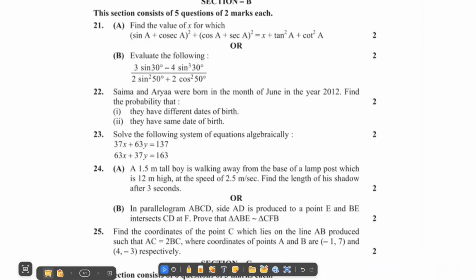We are discussing previous year questions. As part of that series, I am here to discuss some other previous year questions. Now, let's see the 23rd question. What is the 23rd question?